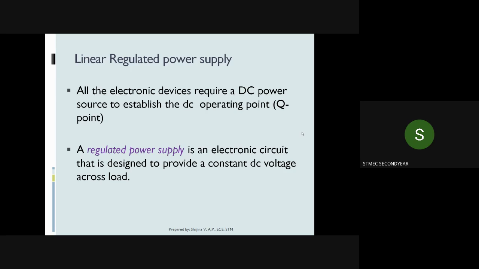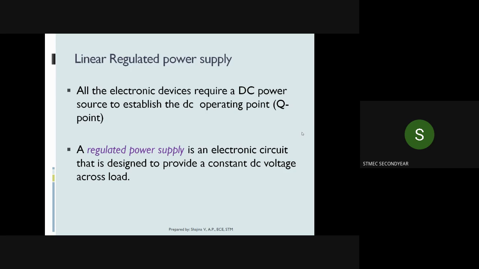When we drew amplifiers, you saw a plus VCC to provide the operating point. And whenever you practically build any circuit, you require a DC power supply. This DC power supply should provide a constant DC voltage. If you are using electronic components, we are not using devices like batteries. We are using this linear regulated power supply, taking our power directly from AC mains.